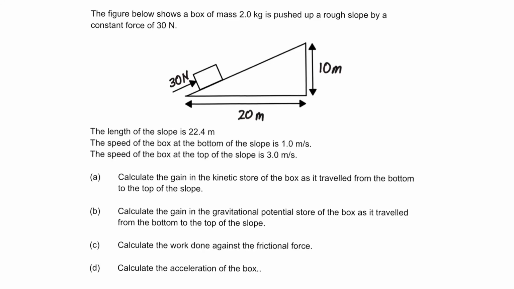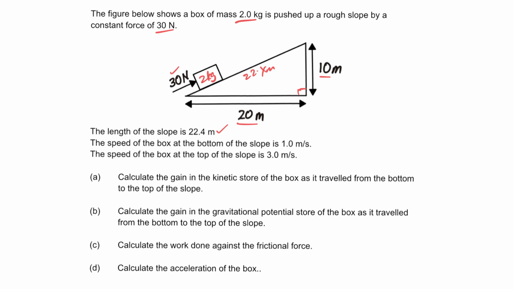In this question, you are given a box of 2 kg that's being pushed up from the bottom of the slope to the top with a constant force of 30 Newton, and it's given that the slope is 22.4 meters. Even if the length of the slope is not given to you, you can actually find it using Pythagoras theorem, because this is a right angle triangle. You just take 10 squared plus 20 squared, the whole thing square root, and you'll get 22.4.